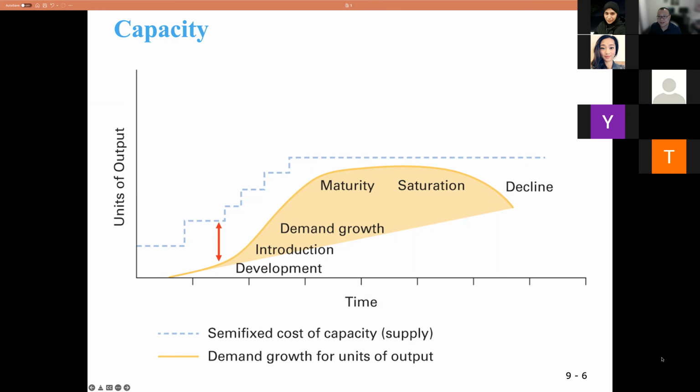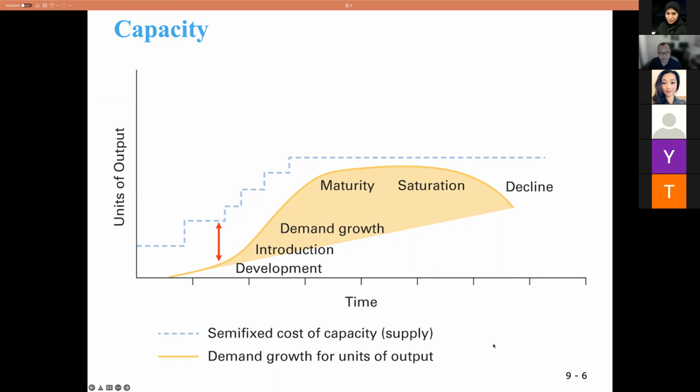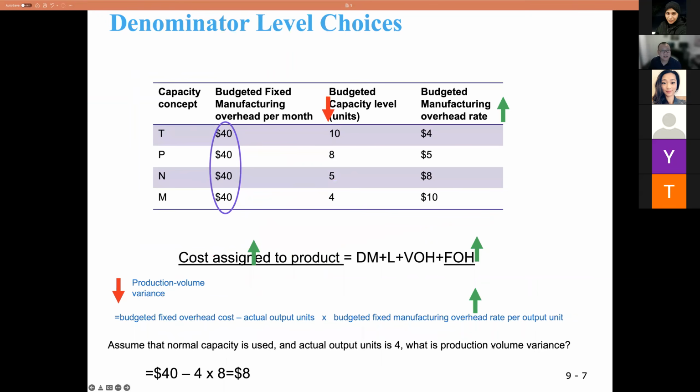Yes. Okay, good. So now let's keep moving on capacity. Okay, so I just want to give you some examples here.